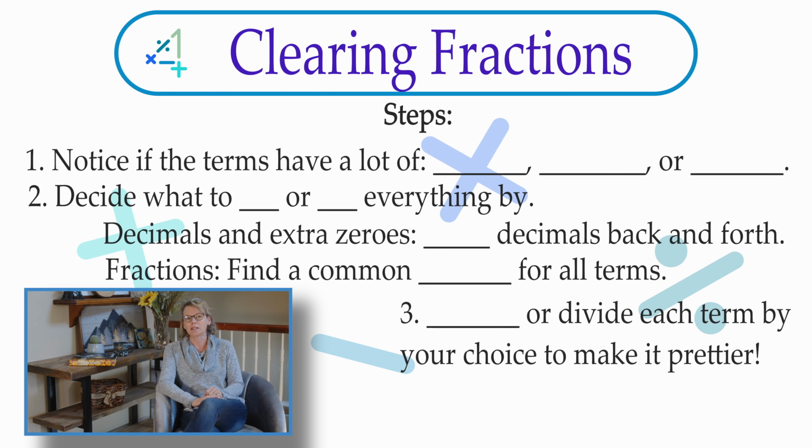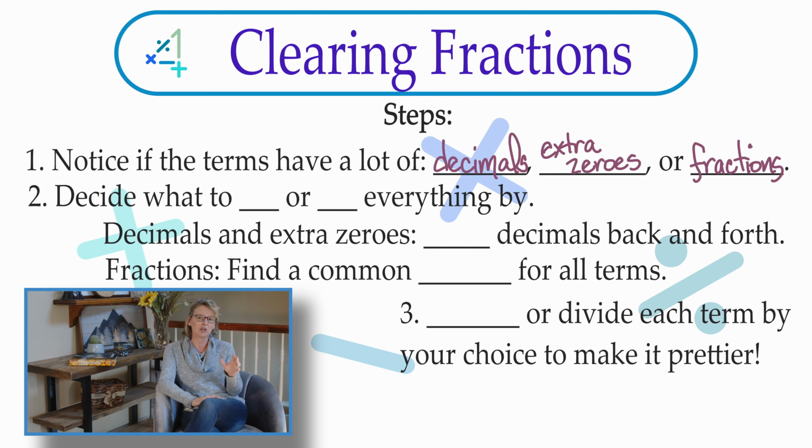Let's briefly discuss the steps, and then we'll practice some. Step 1. Notice if an equation's terms have a lot of decimals, extra zeros, or fractions. Remember that terms are everything separated by pluses and minuses. Step 2. Decide what to multiply or divide everything by. For decimals and extra zeros, we basically move decimals back and forth, which is actually pretty nice. For fractions, we will need to find the common denominator, and that will be what we multiply everything by.